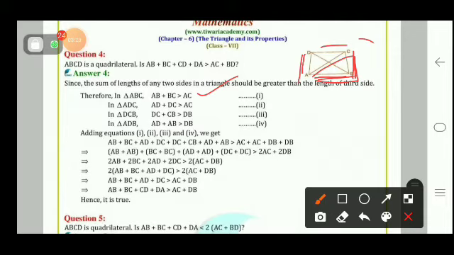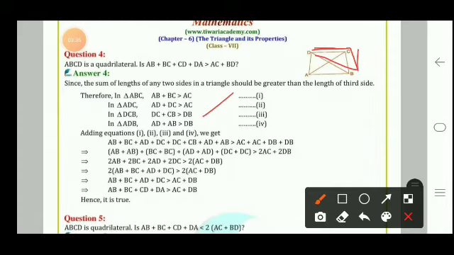Then in triangle ADC, CD plus AD is greater than AC. Then we consider triangle DCB. In this triangle, DC plus CB is greater than DB. Then in triangle DAB we have AD plus AB is greater than DB.